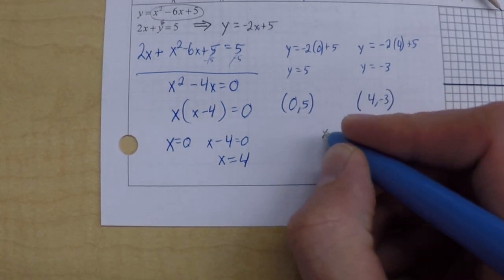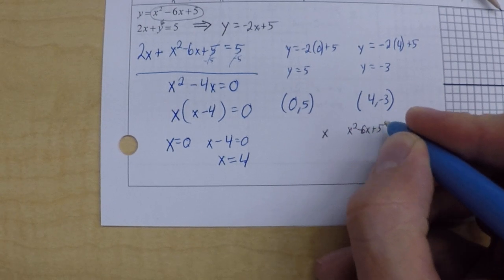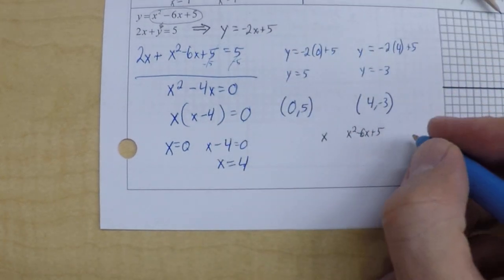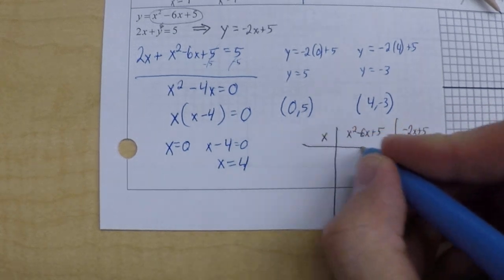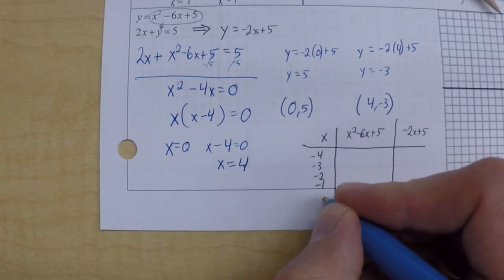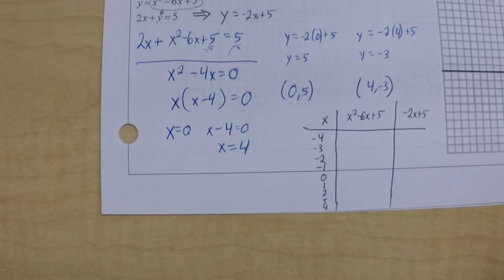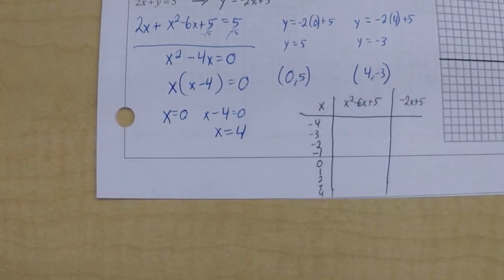So we have x, and we have x squared minus 6x plus 5. And we also have this one, which we solved right here. So we'll use negative 2x plus 5. There we go. Let's get some points going on. I'm going to start at negative 4, negative 3, negative 2, negative 1, 0, 1, 2, 3, and 4. I'm almost out of room. Since I already know the answers, this is somewhat pointless, but I'm going to walk you through the process. And I'm going to cheat just a little bit and use a calculator. Let me get one really fast.